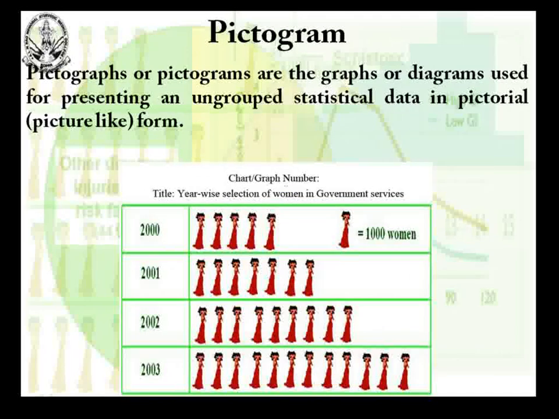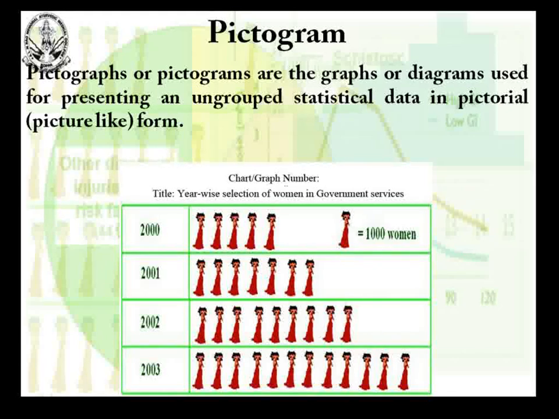Then it comes to pictogram. Pictographs or pictograms are the graphs or diagrams used for presenting ungrouped statistical data in pictorial form. Pictorial means picture-like form. As a picture is said to be easily understood by anyone, a lot of times it is said that pictures leave 100 times more impression than text.